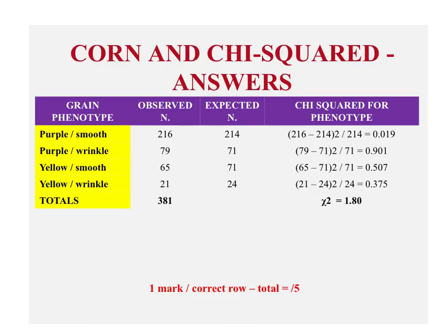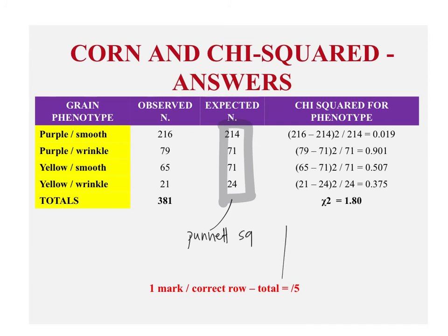So here we've got the answers for the table. I've skipped out all of the observed minus expected squared, observed minus expected squared over expected, and just given you the expected numbers that you should have got from a Punnett square.